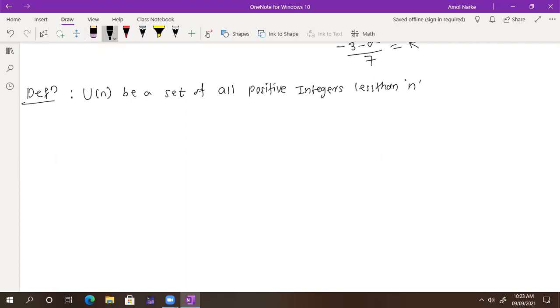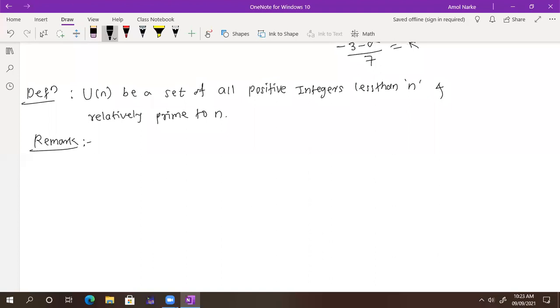What is that n? That n is nothing but this. And relatively prime to n. What is meant by relatively prime? What is meant by prime? A number is indivisible by any number other than 1 or itself. Okay. And what is meant by relatively prime?